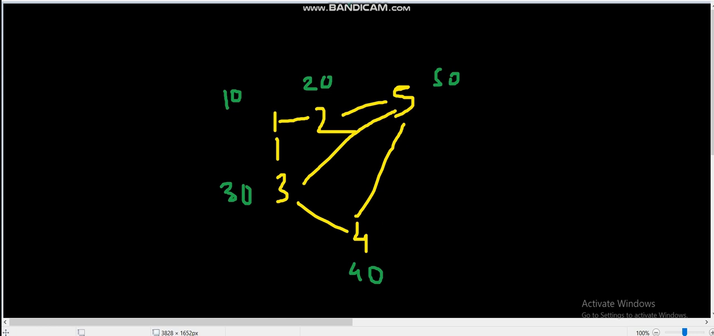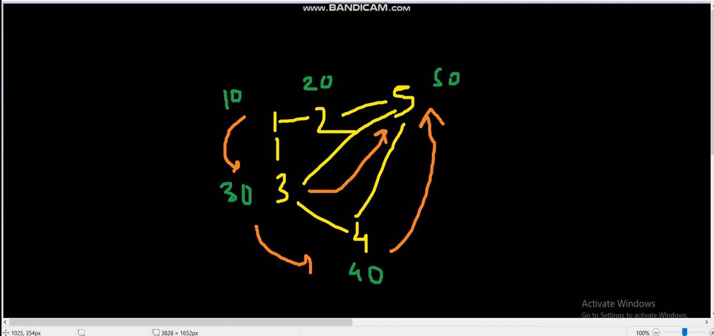So let's take some paths. We can take 10 to 30, 30 to 40, and 40 to 50. This is one possible path. Now the second path could be 10 to 30 and 30 to 50, and one path could be 10 to 20 and 20 to 50. So there are three paths.